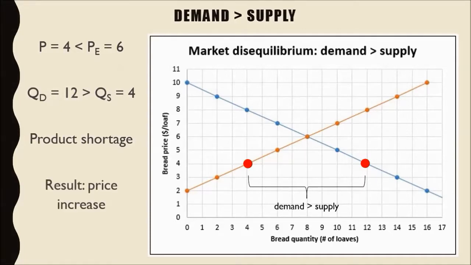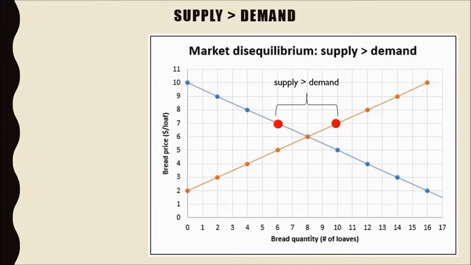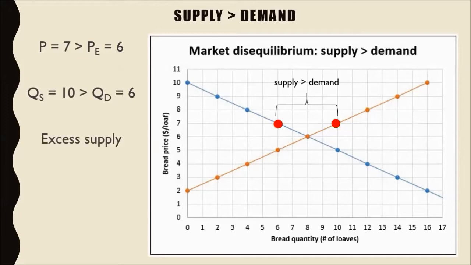Now, let's look at the other scenario, when supply exceeds demand. Let's say the market price is $7, which is above the equilibrium price of $6. In this case, the supplied quantity equals 10, which is higher than the demanded quantity of 6, so not all producers can sell the number of goods they want to supply. This means there is excess supply on the market, which results in a price decrease until the price reaches its equilibrium of $6.